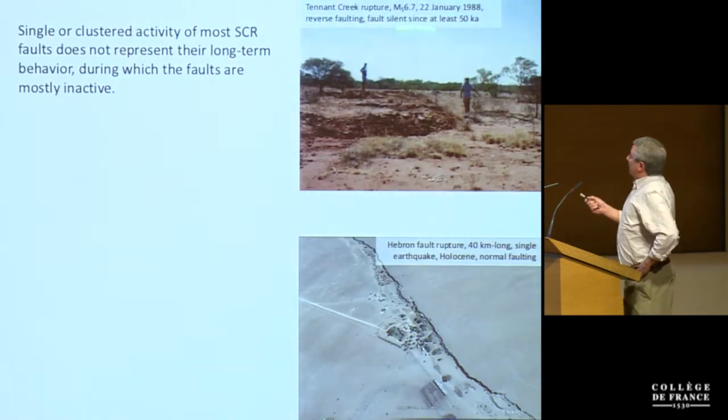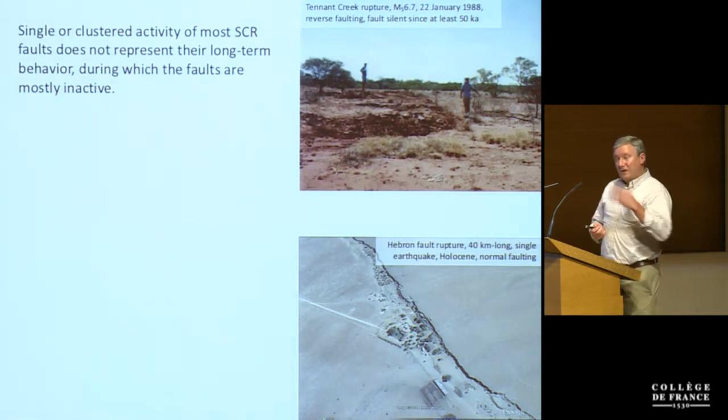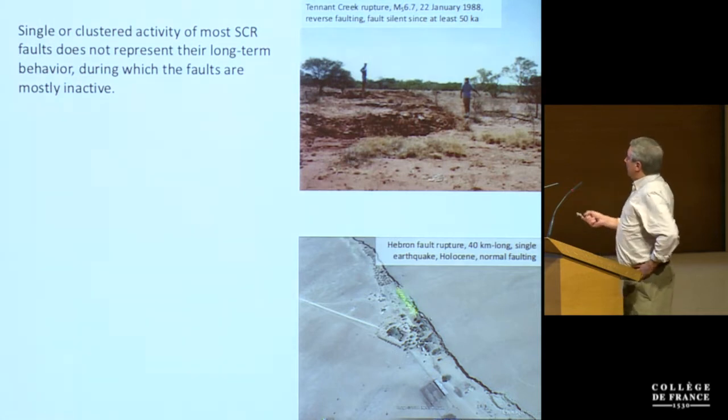This is an example here of the surface rupture of the Tennant Creek earthquake, magnitude 6.7 in 1988 in north-central Australia. This is the Hebron Fault rupture, 40 kilometers long, in western Namibia. A very nice rupture, not well dated, but again, just one event that is known. Here again, one single event.